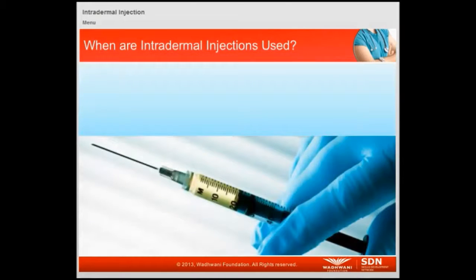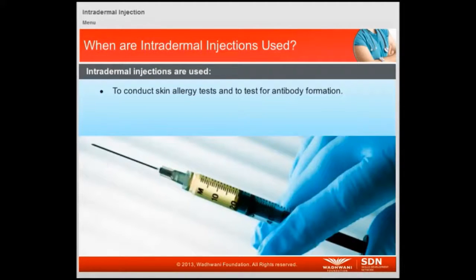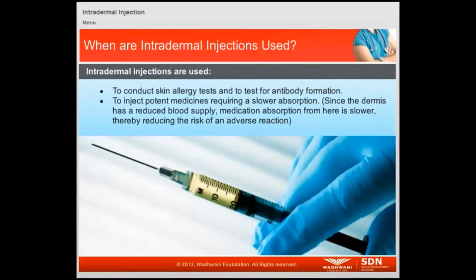When do we use intradermal injections? Intradermal injections are used to conduct skin allergy tests and to test for antibody formation. They're also used to inject potent medicines requiring a slower absorption. Since the dermis has a reduced blood supply, the medication absorption from here is slower, thereby reducing the risk of an adverse reaction.